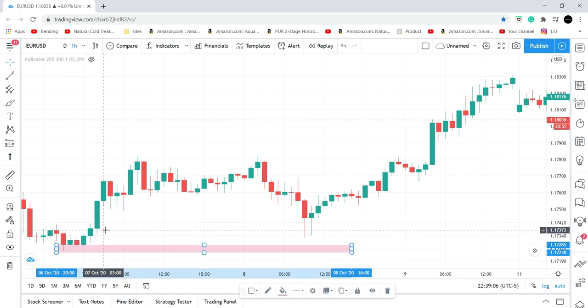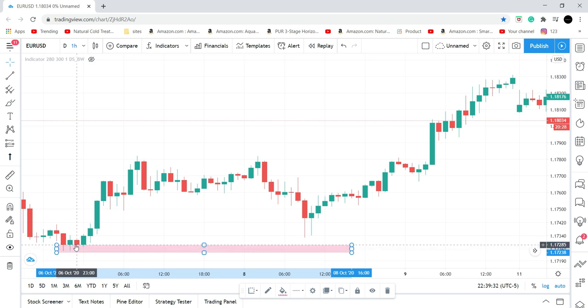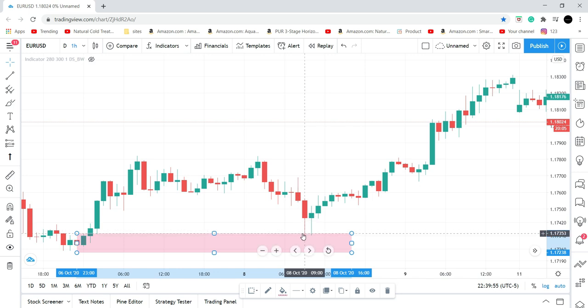Now, this is, in my opinion, okay. But the reason why I don't use just the wick is because a lot of times you will see price come very close, but for the most part, a lot of times it will never come to the wick. So I don't like to put it right at the wick. Another way you can do it is take the candle that started the move, use that candle, and wait for price to come back to that zone.